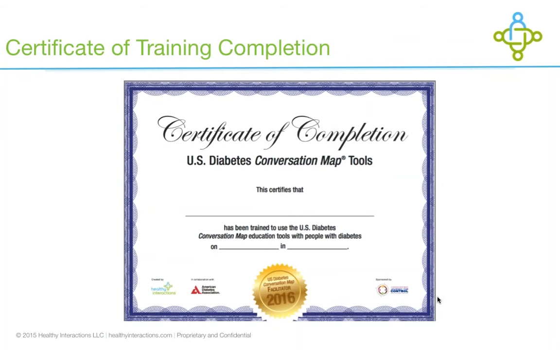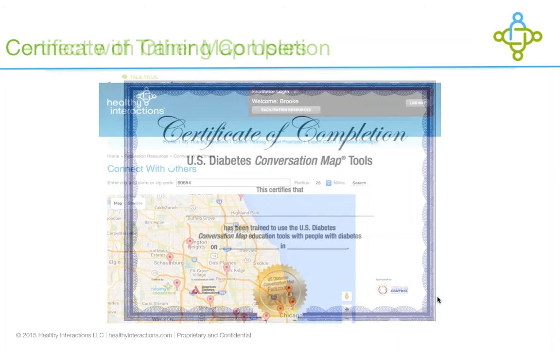This is a certificate of completion for your attendance at our training for the conversation map tools, whether you had the training face-to-face or online. You can print this and put your name on it. If you have a portfolio, you can keep it there, as well as the training agenda that is available to you when you are being trained.